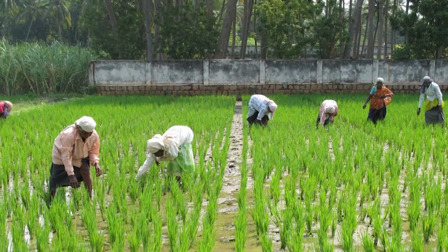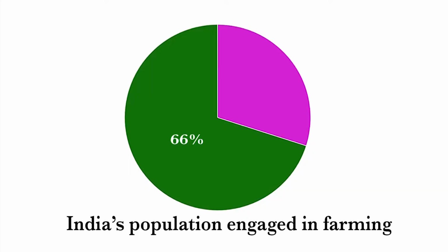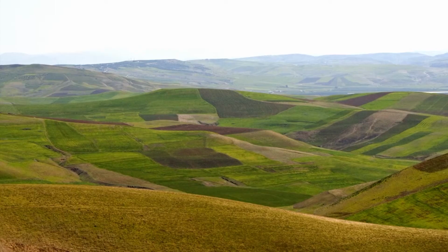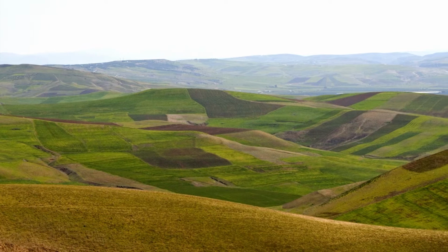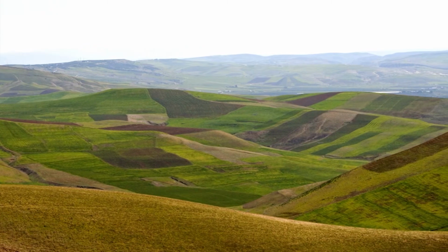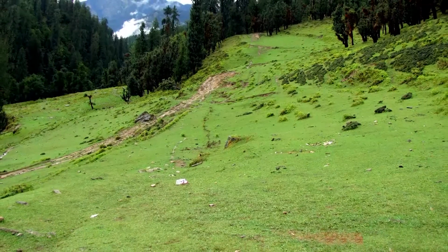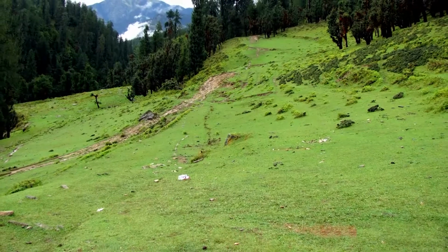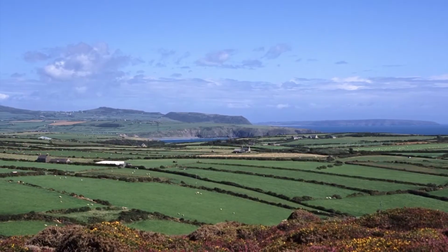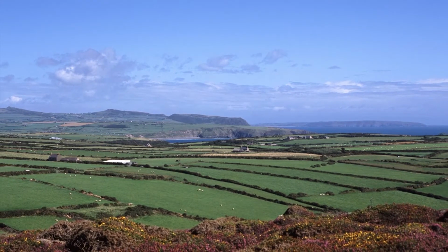But in case of India, it is about 66% of the population which is engaged in farming. Agriculture always depends upon favorable topography, soil, and climate of a place. We cannot grow crops wherever we want. The land on which crops are grown is known as arable land.